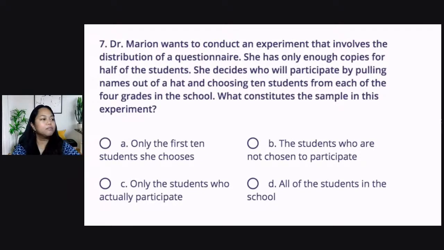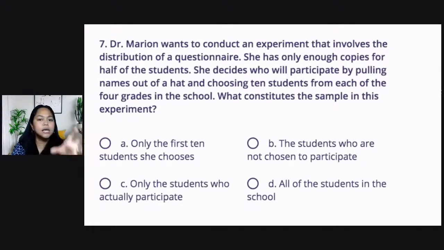Okay, so again, meron kang si Dr. Marion, and she wants to conduct an experiment involving distribution of questionnaire. Kukonti lamang yung copy niya ng photocopy ng questionnaire. So she decides who will participate by pulling names out of a hat, and she will be choosing 10 students from each of the 4 grades in the school. So what will be the total number of students that she will be using in her experiment?